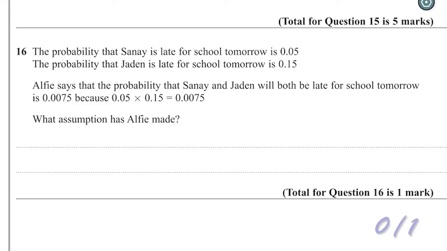Now, Alfie would be correct if we treated these as independent. If they had no influence on each other, like flipping a coin, one result doesn't affect the probability of the next. And that's when we can multiply the probabilities together.